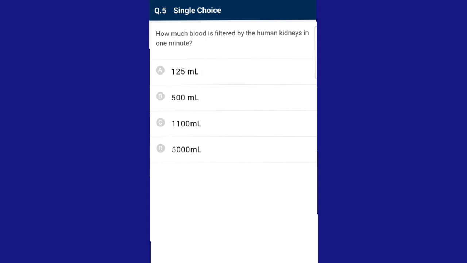Question number 5. How much blood is filtered by the human kidney in 1 minute? Glomerular filtration or ultrafiltration is the process of urine formation, and about 1100 to 1200 ml of blood, that is 20% of cardiac output, is filtered at the level of glomerulus in both the kidneys per minute. So the answer is option C, 1100 ml.